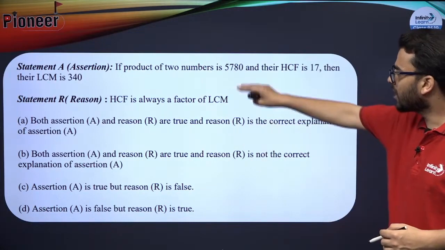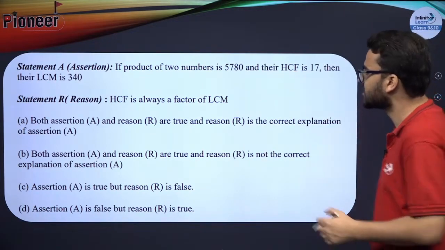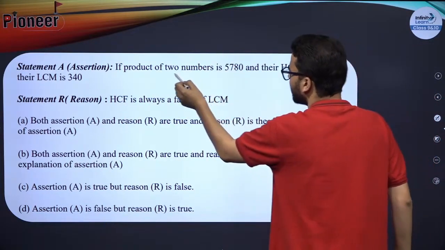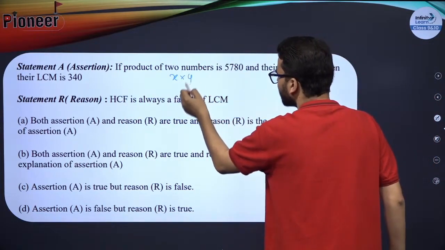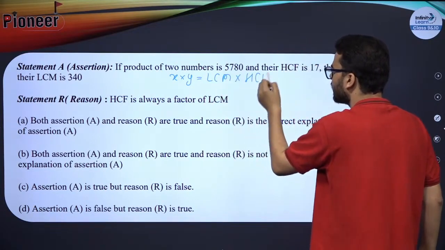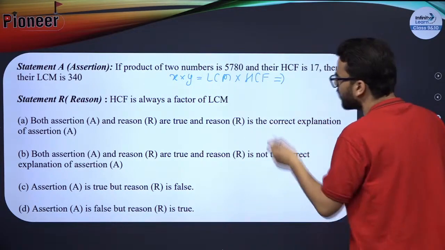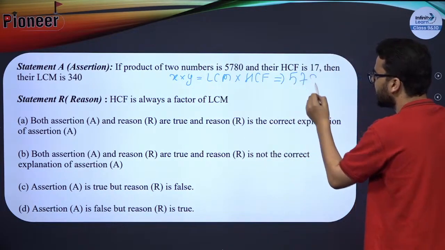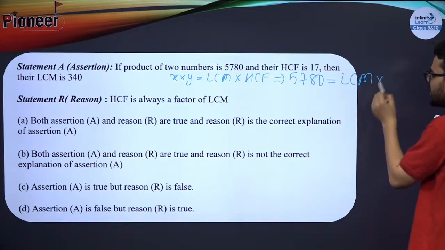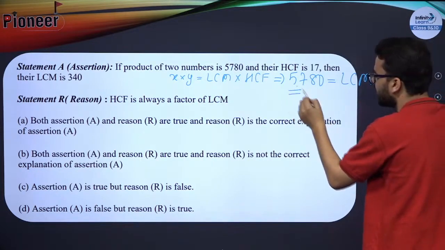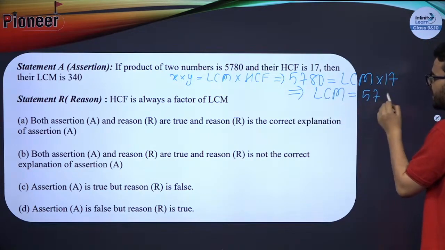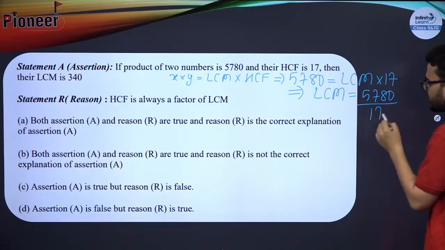So basically the product of two numbers is this and their HCF is this. So you have to find the LCM first, okay? Suppose the numbers are x and y. So x into y will be the product of their LCM and HCF or not? This we have already seen. So the product of the two numbers is already given, 5780. HCF is already given, that is 17. We have to find the LCM over here. So LCM is equal to 5780 upon 17.